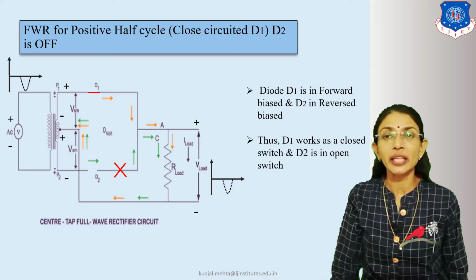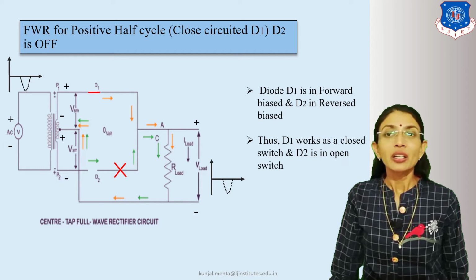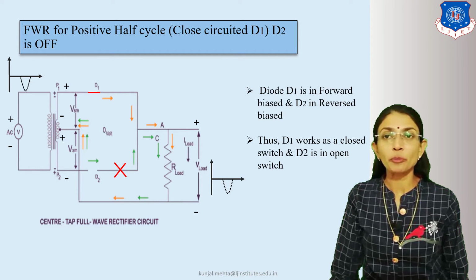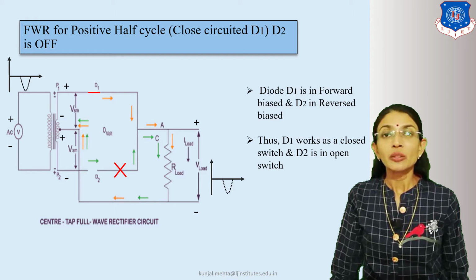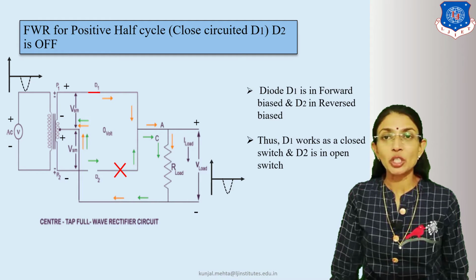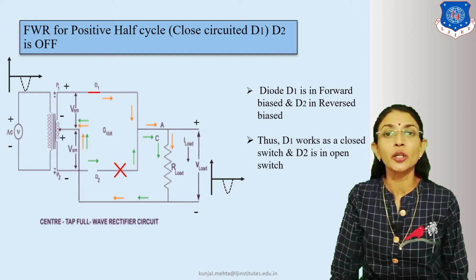During the positive half cycle, there are two main terminals of the secondary. P1 becomes positive and P2 becomes negative. Due to these polarities of P1 and P2, we have the two diodes D1 and D2, but D1 will be forward biased and D2 will be reverse biased. So the D1 diode acts as a closed switch and the D2 diode acts as an open switch. So through D1 current can flow and through D2 current cannot flow.